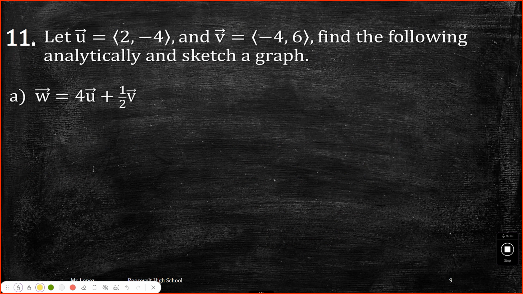All right, so let vector U be that, and vector V be that. Find the following analytically and sketch a graph. These three letters are the ones they use a lot for vectors: U, V, and W, the main ones. So we have 4 times vector U plus half of vector V, add them up, and it'll create vector W.